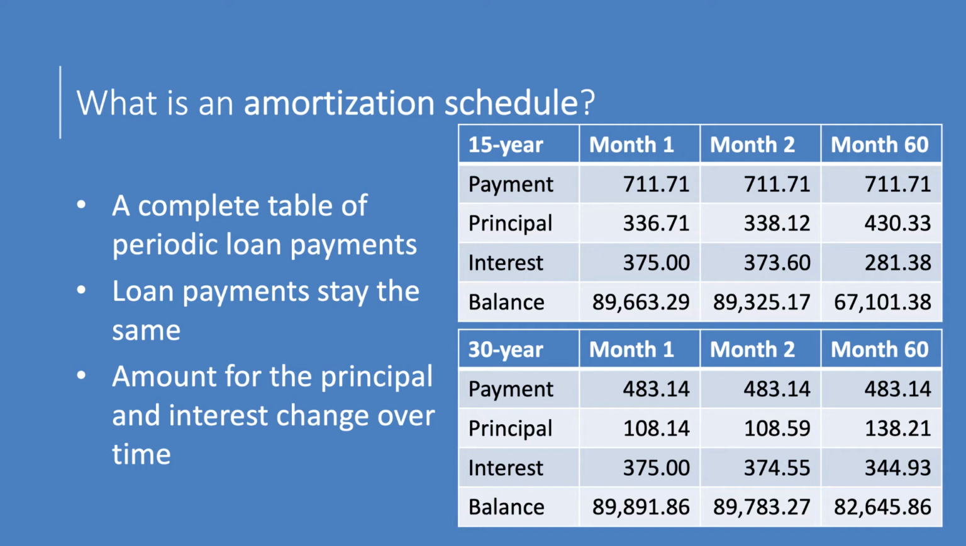So look at what happens with, again, month 1, 2, and 60. By month 60, 5 years into it, we're still only paying about $138 a month towards the principal. And after 5 years of paying on this loan, the principal has only gone from $90,000 to $82,645.